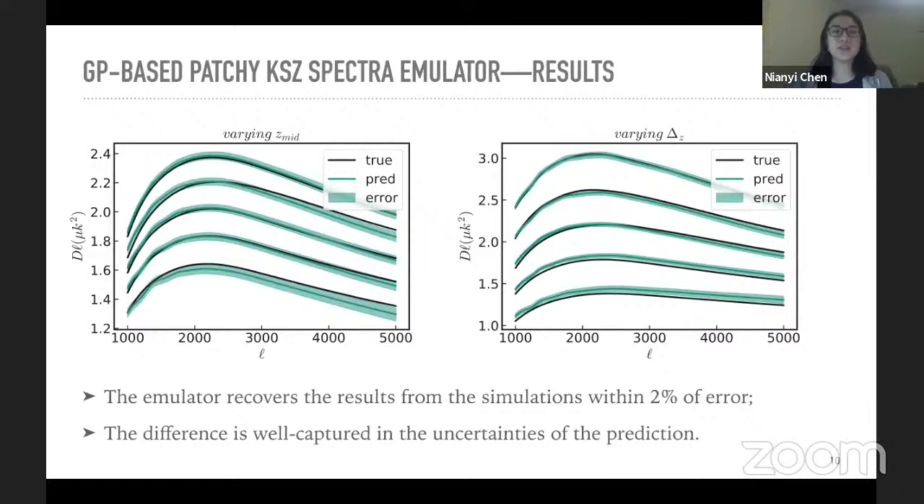This is the plot that I already showed in the previous slides, but this time we plot the true value from the simulation against the predicted value from the emulator. You can see that in both cases, we're able to generate spectra from the emulator that look very much like the simulation results, to within a few percent of error.